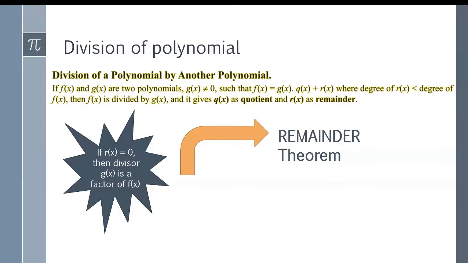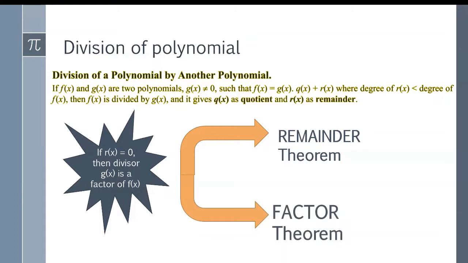So now we can divide this part into two theorems that we have already learned in school. One is the remainder theorem, right? And one is the factor theorem. We will do some questions related to this, but just a revision of the theorem. So it will be a factor when r(x) is equal to 0, right?